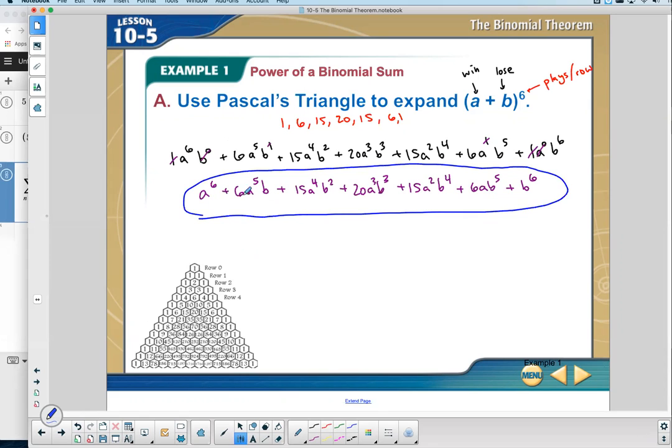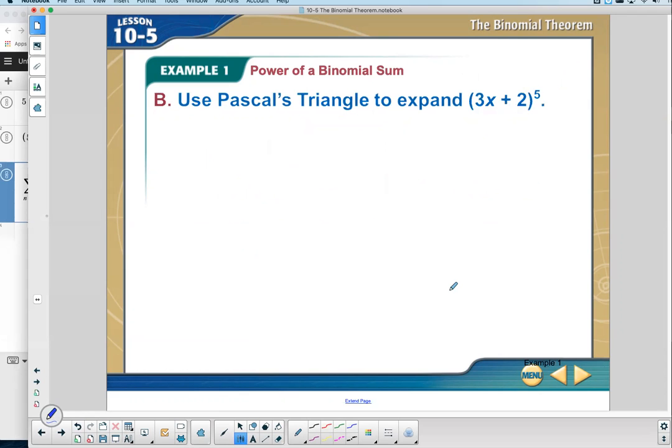The reason they call it binomial is because there's 2 terms. You win, you lose. A and B, A and B, A and B. That's the binomial. Okay, so let's do this again.